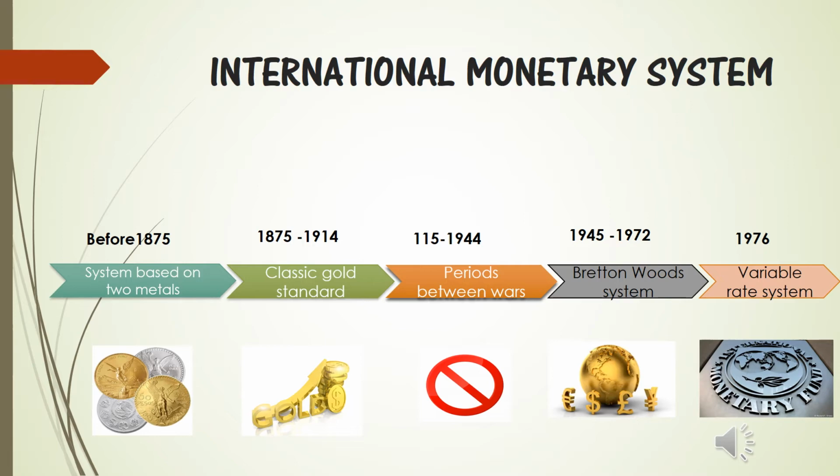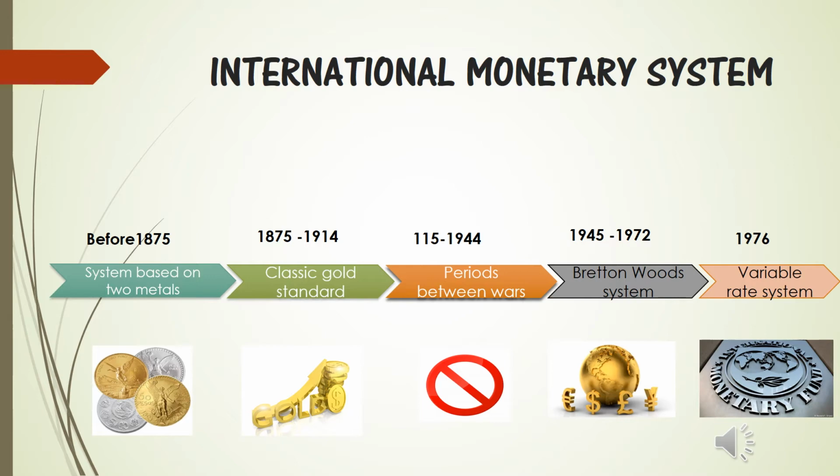The first: the system based on two metals. Before the 1970s, many countries used a system based on the issuance of metal coins, gold and silver, and the exchange rate was determined by the amount of metal the coins carried. The second: the classic gold standard. During the years 1875 to 1940, gold represented wealth due to its high value, facilitated minor transactions, was durable and difficult to falsify.